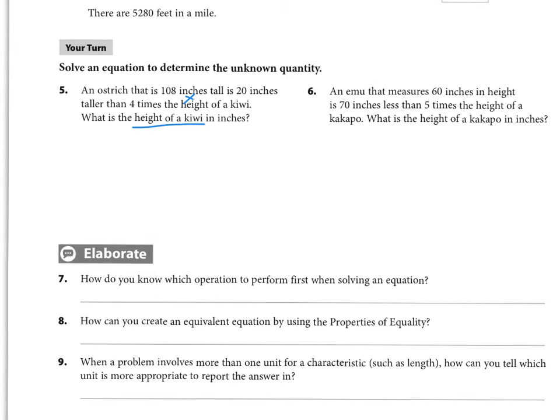Okay? So reading the sentence, ostrich is 108 inches tall. Okay, is means equals. So when we see the word is, that means equals. 20 inches taller than, so that's 20 plus 4 times the height of the kiwi, which we call x. So there's our equation.